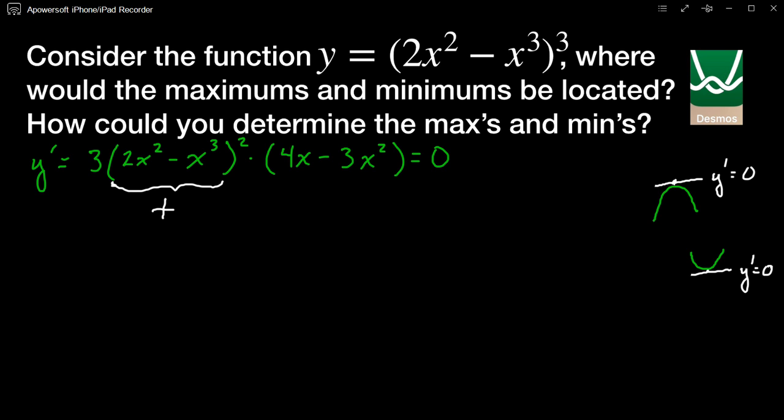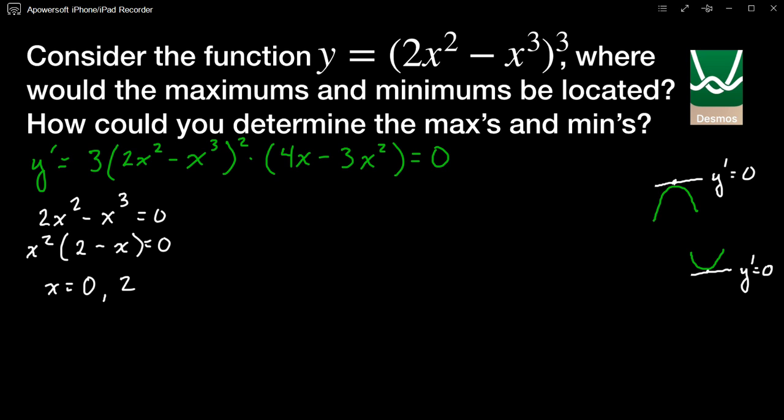So the only other thing it could be is x values that would make that equal to 0. All right, so let's think about x values that are going to make this equal to 0. Well, if you take the 2x squared minus x cubed, set this equal to 0, and factor out an x squared, that leaves you with 2 minus x, which means x equals 0 or x equals 2.